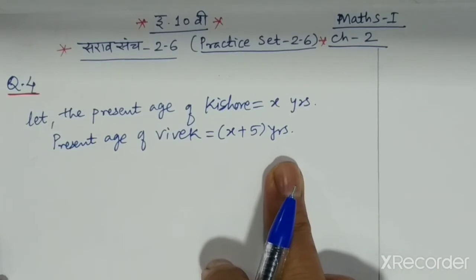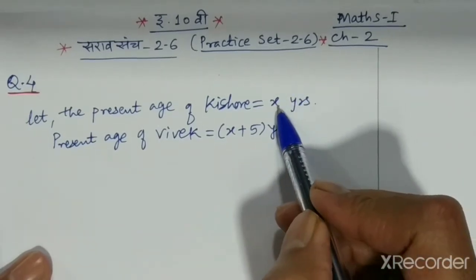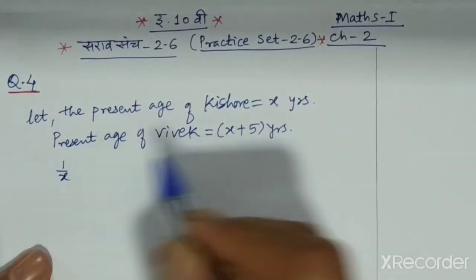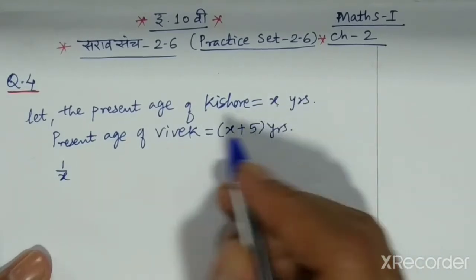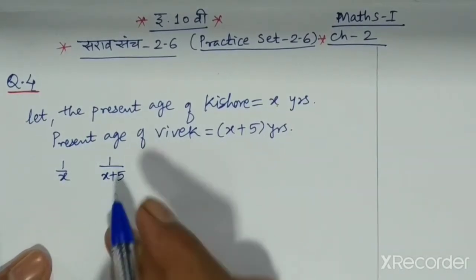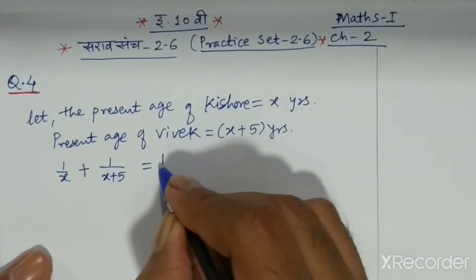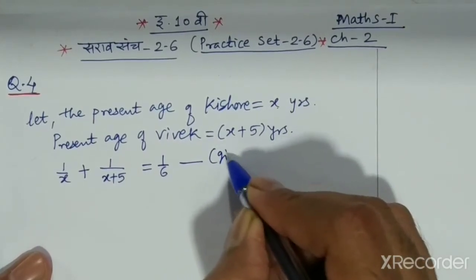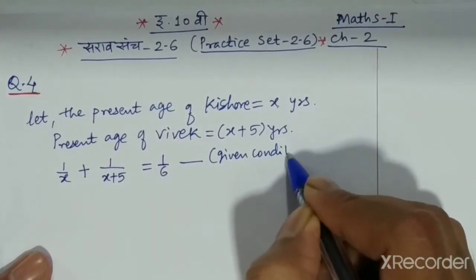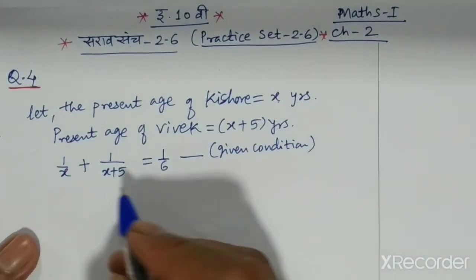Now here the given condition is the sum of the multiplicative inverses of their ages is 1/6. The multiplicative inverse of x is 1/x and the multiplicative inverse of x plus 5 is 1/(x plus 5). So we have to take the sum of these multiplicative inverses is equal to 1/6. This is the given condition in the example. Now we will solve this equation.